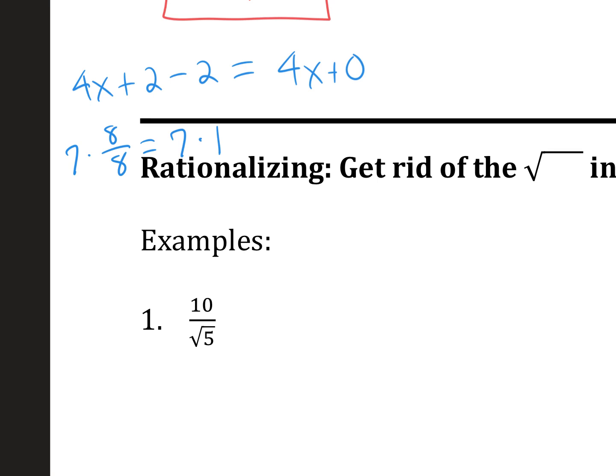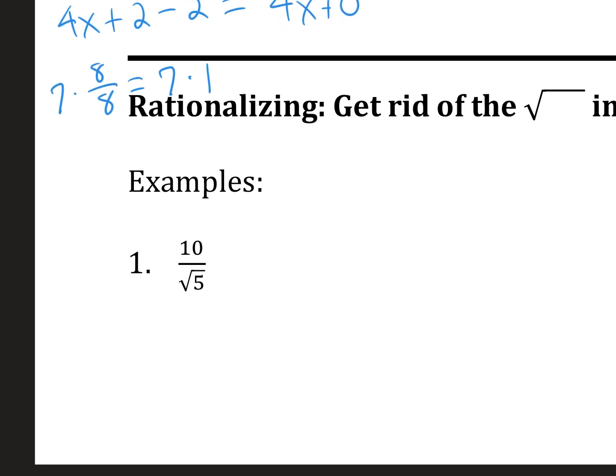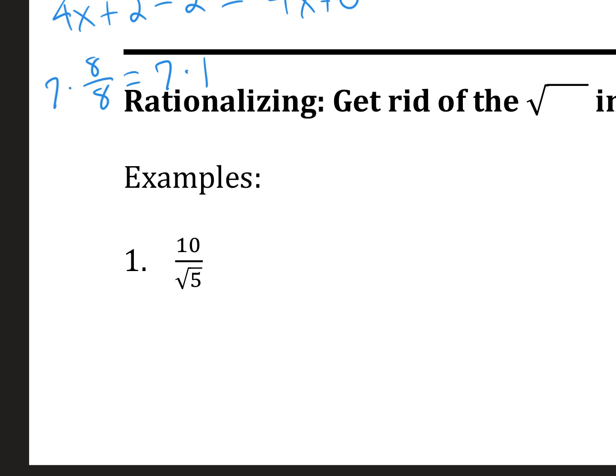So what we're going to do, we have 10 over square root of 5 for our first example. What radicals in the denominator here? We have square root of 5. So the way we're going to fix this is we're going to multiply top and bottom by square root of 5. We're multiplying by 1 because square root of 5 divided by square root of 5 is 1 basically. So we're not really mathematically changing it. We're just manipulating it a little bit. Okay? And then 10 times square root of 5, so we're going to get 10 square root of 5.